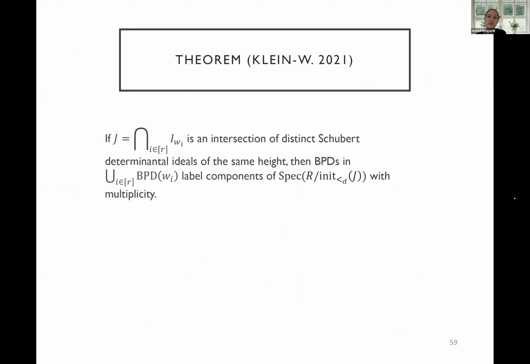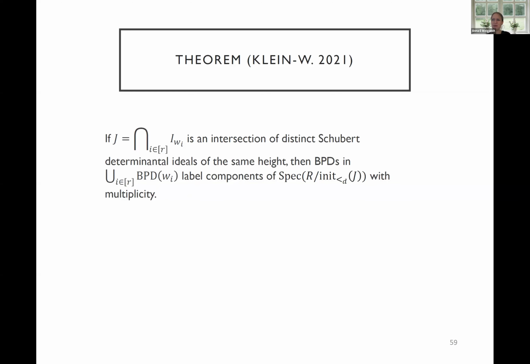And this is my theorem with Patricia Klein, that if you take any intersection of Schubert determinantal ideals that have the same height, or in other words, the matrix Schubert varieties have the same codimension, then when you take this initial ideal, you might get something that's not radical, and that's okay, ignore that, but you get some components with some sort of funny multiplicities, and the bumpless pipe dreams for the permutations in this list are going to give you the primes with multiplicity in this degeneration.